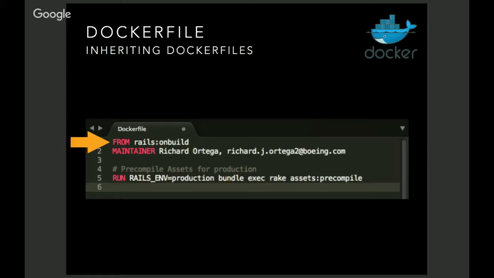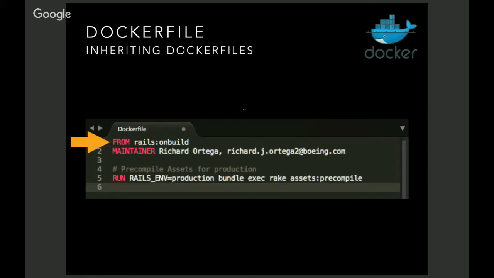So this is simply how you would build a Rails app. It's not a very complex thing. What it does is it grabs from another image called Rails, and there's a tag: Rails, colon, and then the tag. So it's image name and then tag. And what that does is it tells the Docker client to pull from Docker Hub a Rails image that has a tag called OnBuild.